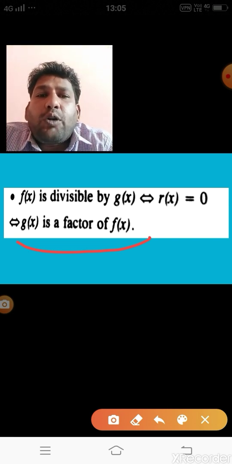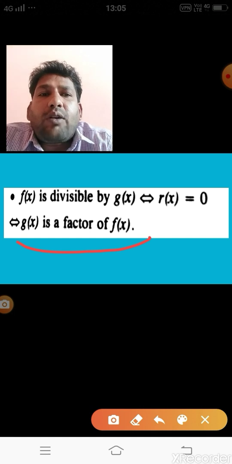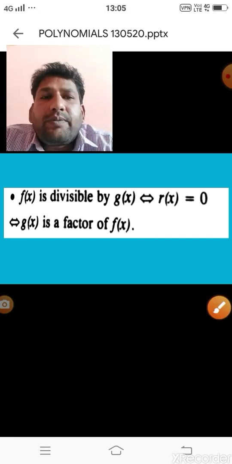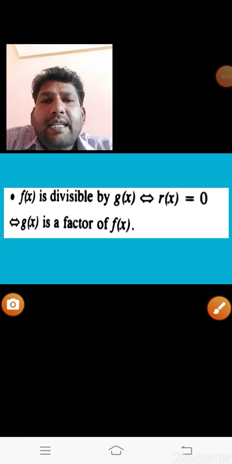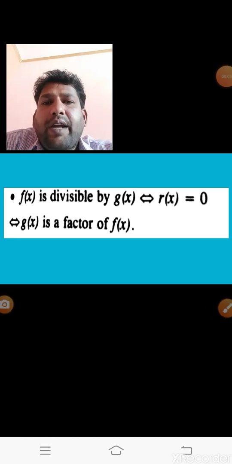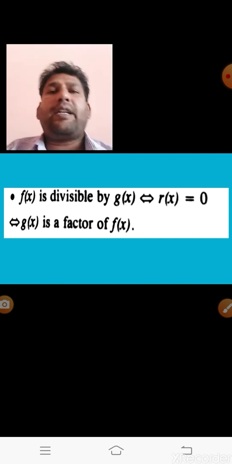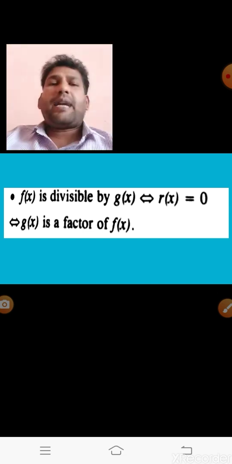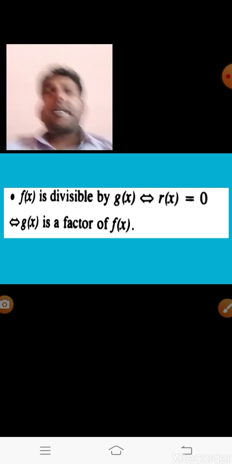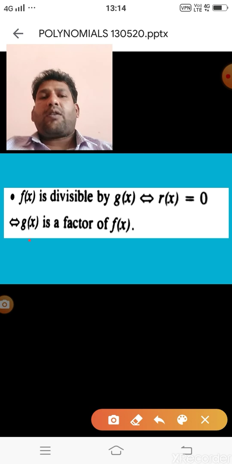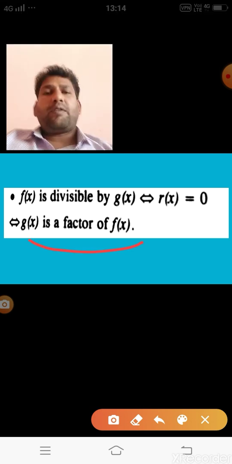We divide the two polynomials, and we observe whether we get the remainder 0 or not. If we have polynomials f(x) and g(x), and we have to check whether the given polynomial g(x) is a factor of f(x) or not, then we divide f(x) by g(x), and if you get the remainder 0, it means that yes, it is a factor of the given polynomial.